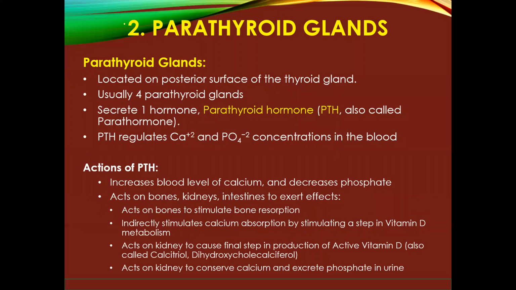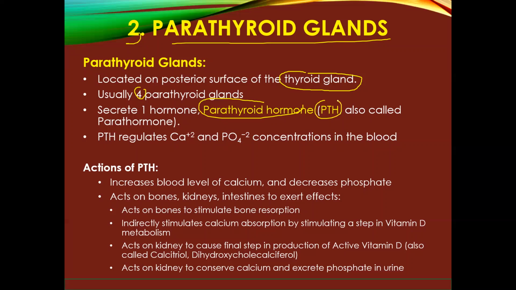Okay, the next one, number three, is the parathyroid glands. They are actually located on the thyroid gland, so they are kind of riding on the thyroid gland. There are 4 of them, on each corner of the thyroid gland. They produce only one hormone, called parathyroid hormone or PTH. And this hormone is actually the antagonist, or opposite, of calcitonin.